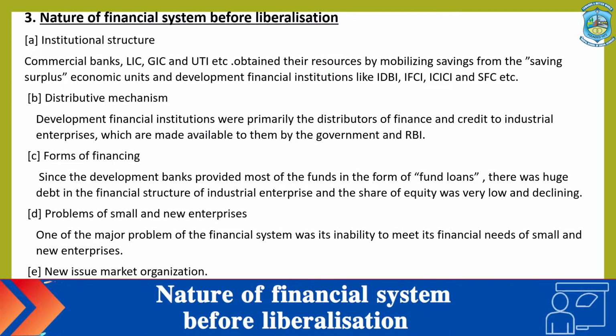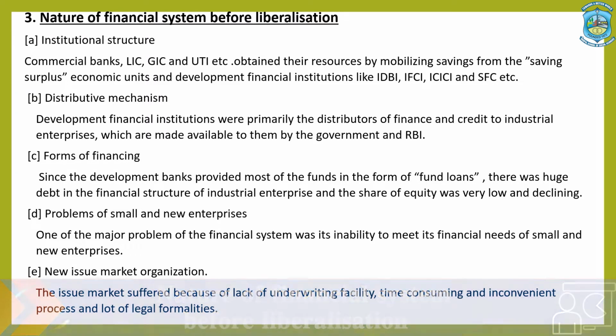Then the third one is the nature of the financial system before liberalization. We have bifurcated it into 5 parts. First is the institutional structure. The institutional structure includes commercial banks, LIC, GIC and UTI. They obtain their resources by mobilizing savings from the savings surplus units and transferring them to the deficit units.